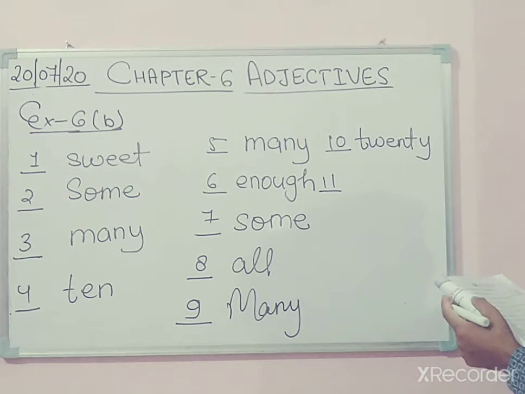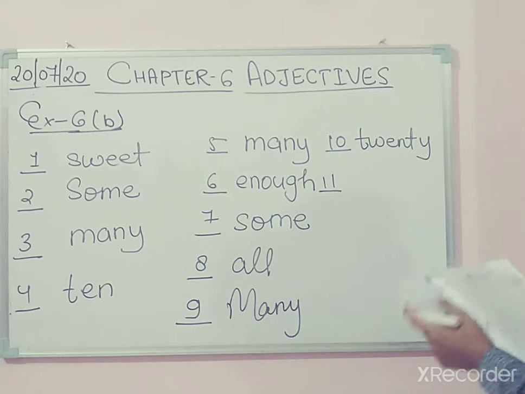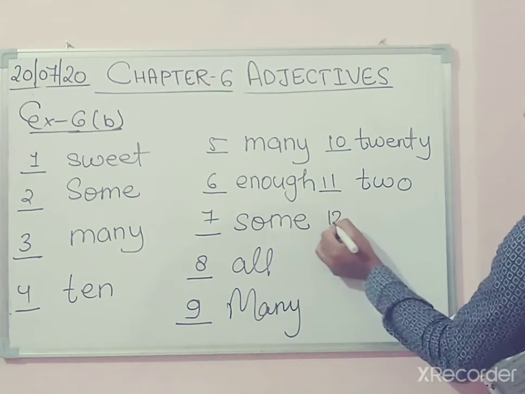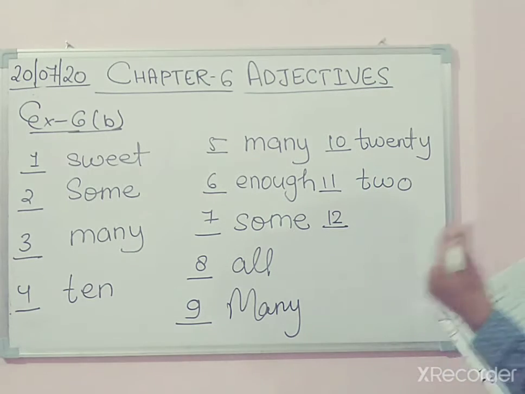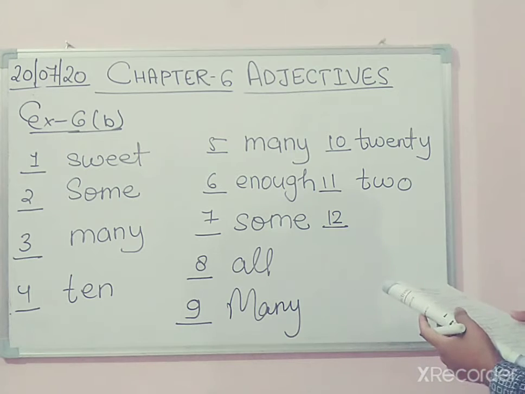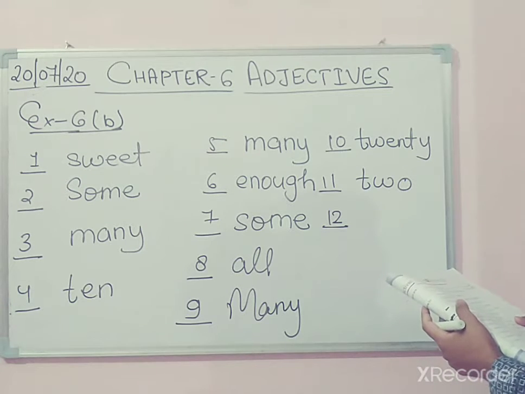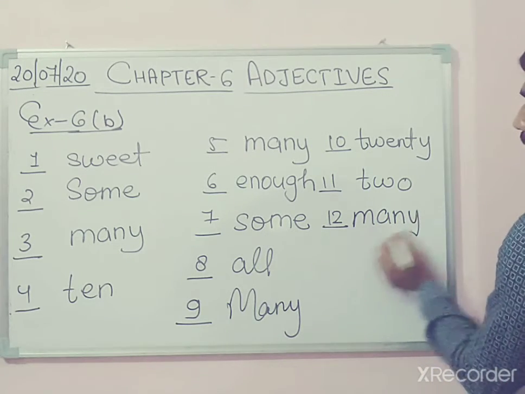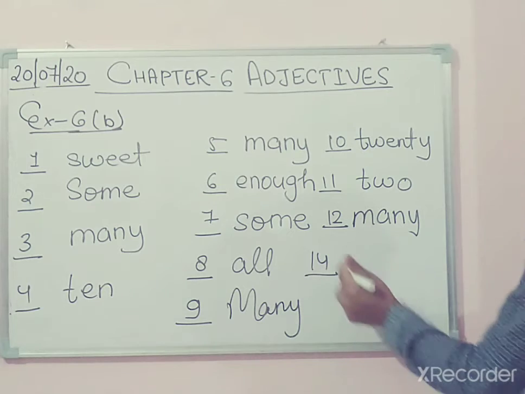Come to number 11. Number 11 is Tanya finished dash ice creams. You can write any number which will be more than 1. So you can write 2, 3, 4, 5. Number 12, mother hung dash clothes on the line. Many clothes, or you can write any number, 2, 3, 4 clothes. Okay. Now come to number 13.